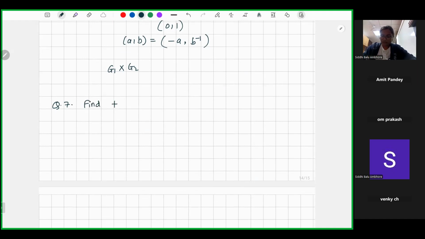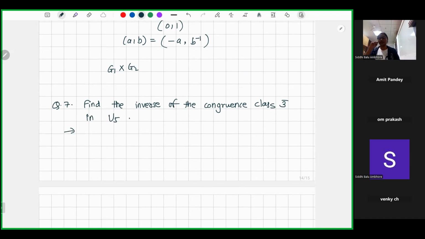Find the inverse of the congruence class 3 bar in U5. Okay, we have to find the inverse of congruence class 3 bar in U5. So what is U5?